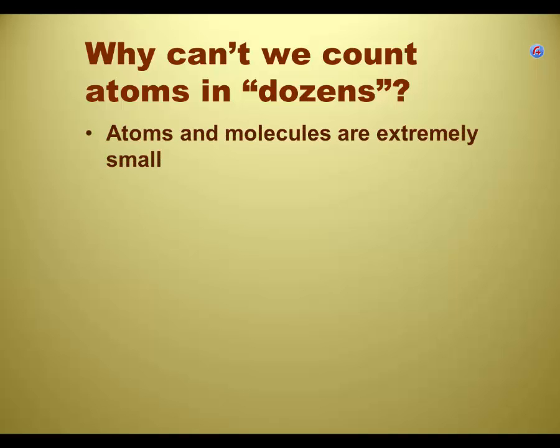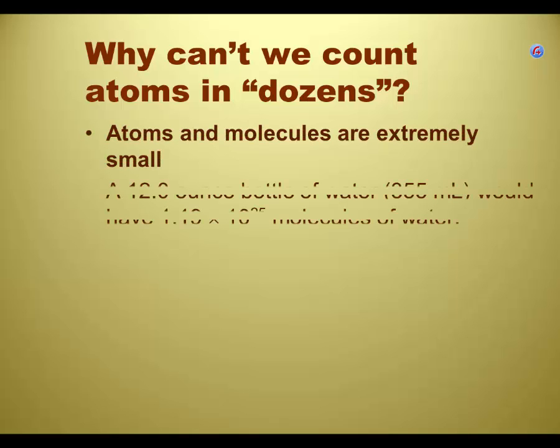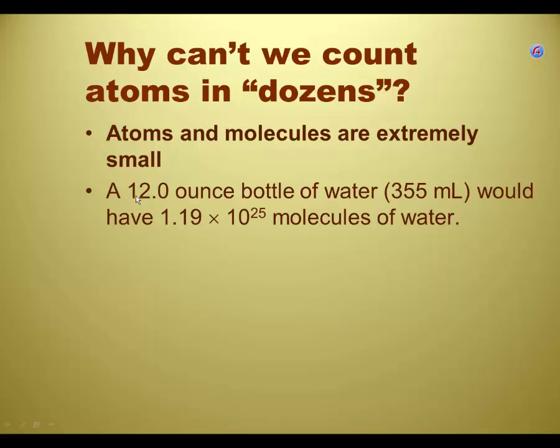Well, the problem is that atoms and molecules are extremely small. In fact, they're so small that a 12-ounce bottle of water, 355 milliliters, would have 1.19 times 10 to the 25th molecules of water. That's a lot. We do this math, and we have 1.19 times 10 to the 25th molecules. We know 1 dozen is 12 molecules. Again, our happy little dimensional analysis, our happy little unit conversion. And so we still have 9.89 times 10 to the 23rd.